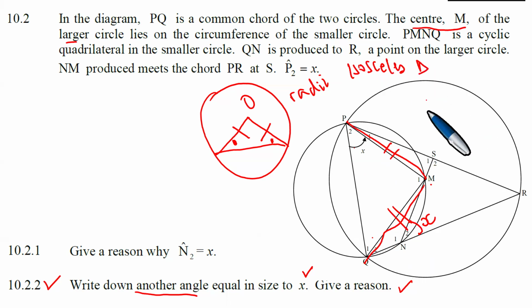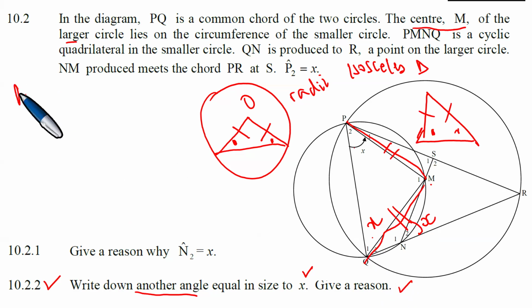An isosceles triangle is a triangle with two adjacent sides equal, and therefore the angles are the same. So this angle is also what? It's also X. So there's another angle which is X, and it is the angle Q1.